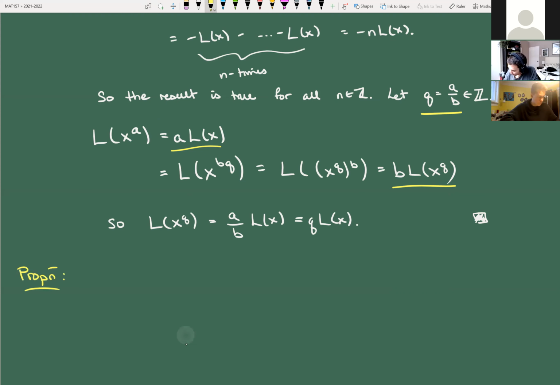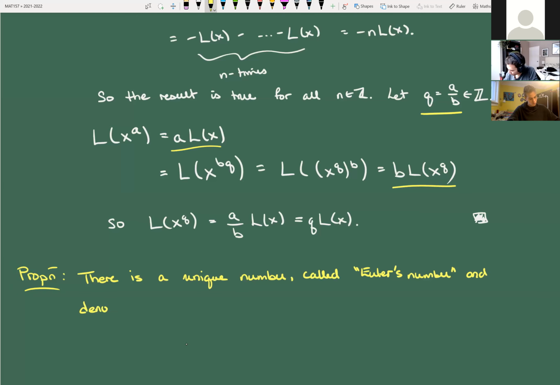Okay, so there is a unique number called Euler's number and denoted by little e, such that L of e is equal to 1. Oh, sorry, yeah, that should be q. Man, I'm making lots of silly mistakes today.